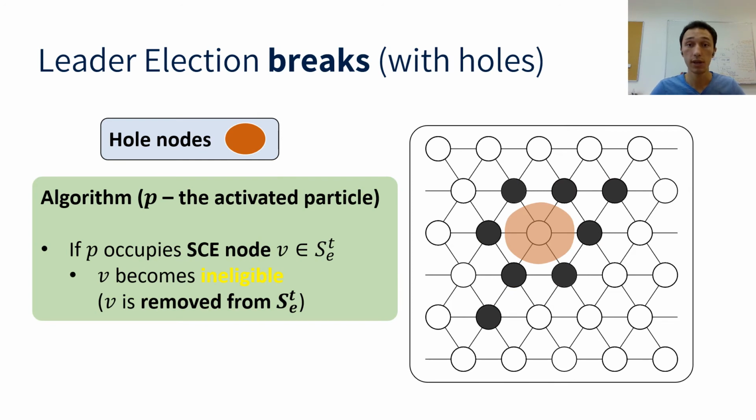However, this nice erosion-based algorithm breaks if the initial shape has holes. Let us illustrate that using the following execution on the figure on the right. The first activated particle occupies an SCE node, and that node becomes ineligible. The same goes for the second activated particle. However, the third activated particle does not occupy an SCE node, and hence the algorithm does nothing. Since all remaining particles now occupy non-SCE nodes, no leader is ever elected. So this leader election algorithm does not work when the shape is initially not simply connected.